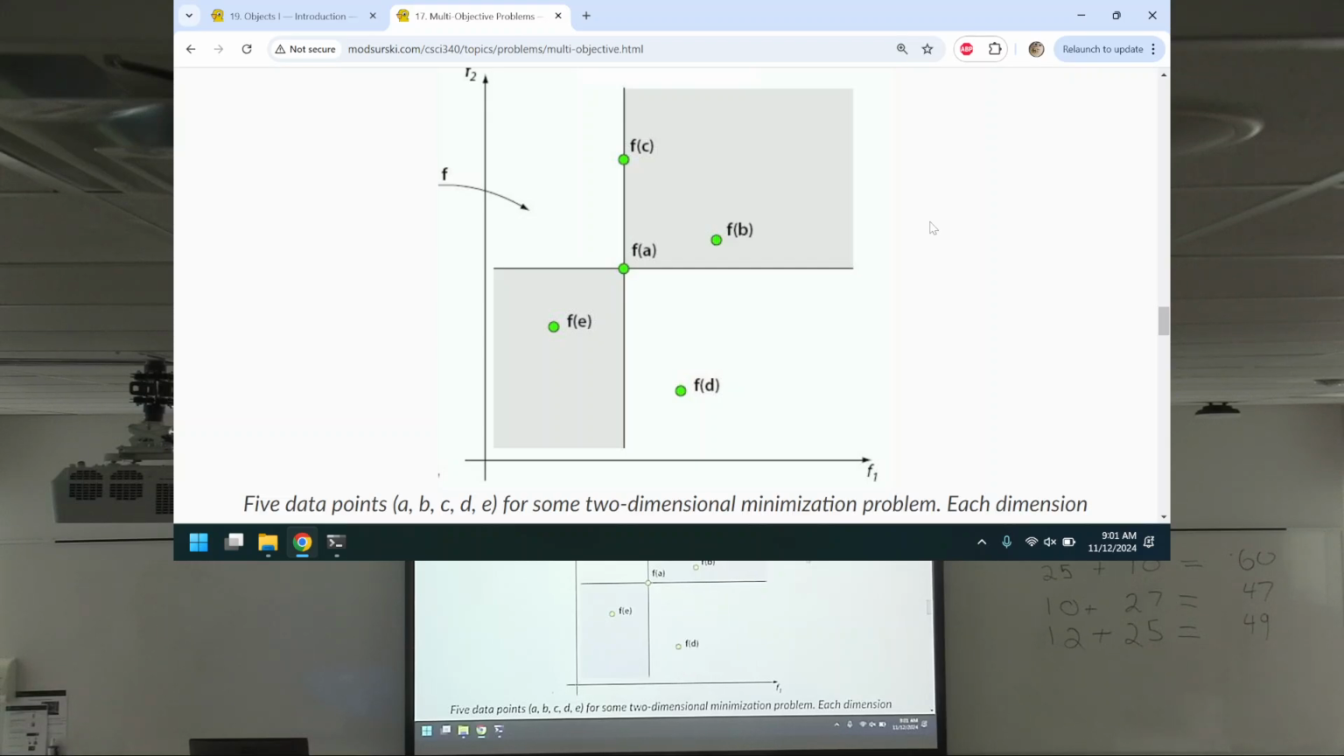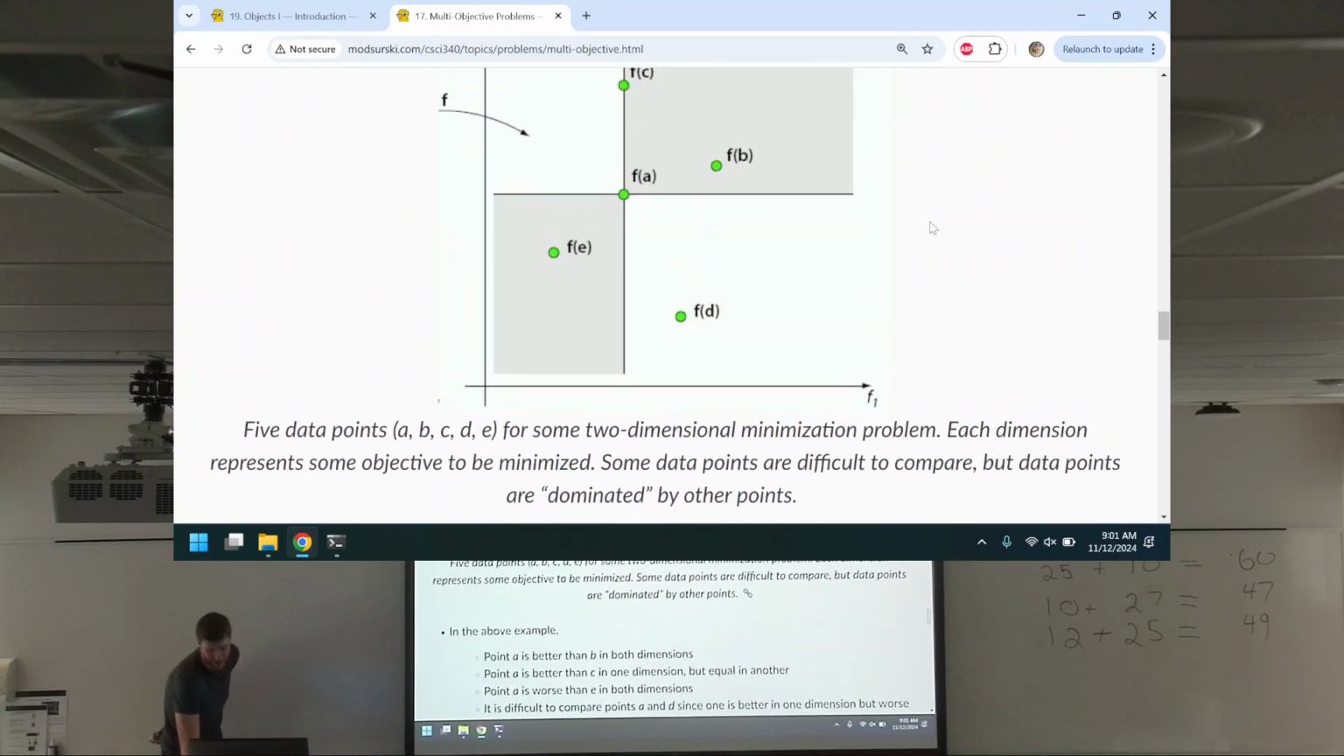If I gave you the choice between C and A, which would you pick? Pardon? C, remember, this is a minimization problem. Something closer to 0, 0 is better. You want to try again? A. Why A? Well, because A and C are equal in this dimension, but at the end of the day, A is better than C in this dimension. So I would still pick C.